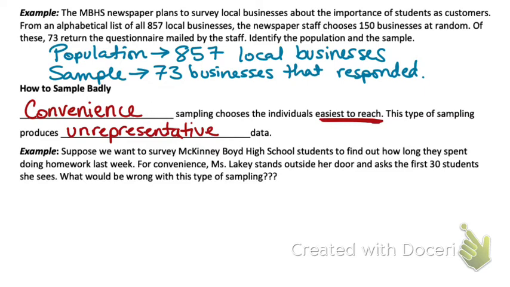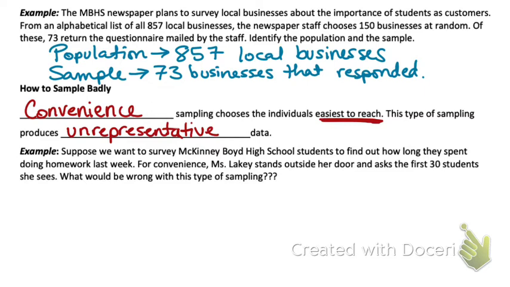I'm just seeing the same 30 students, maybe from first period, which is my academic stats class, so I'm not asking AP students at that point. I need to get a diverse, representative sample of McKinney Boyd High School students, not just Miss Lakey's first period regular stats class. So that might be a problem. What else could be a problem?